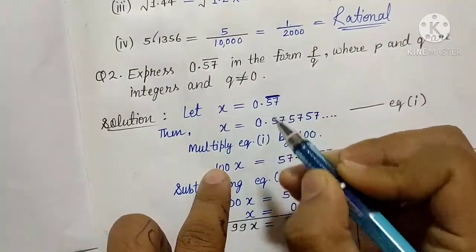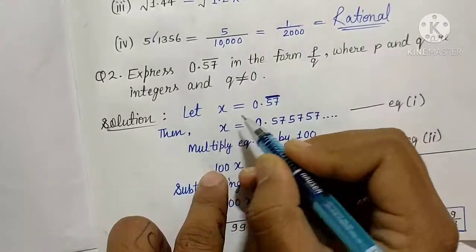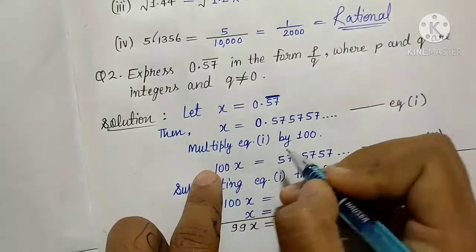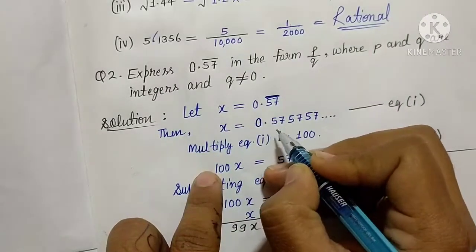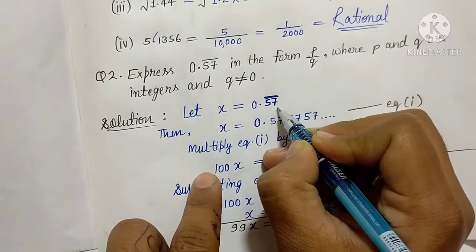This bar shows the repetition. Now in order to solve this question, first we have said let this be the value of x. As we can see in this repeating block, how many digits are there? Only 2 digits are there.